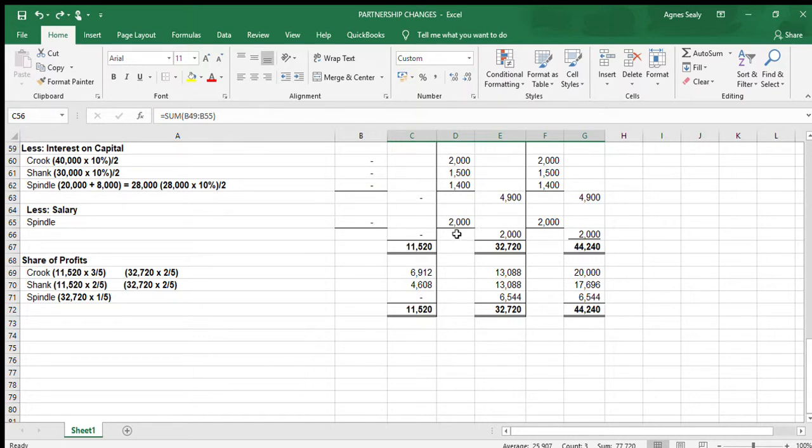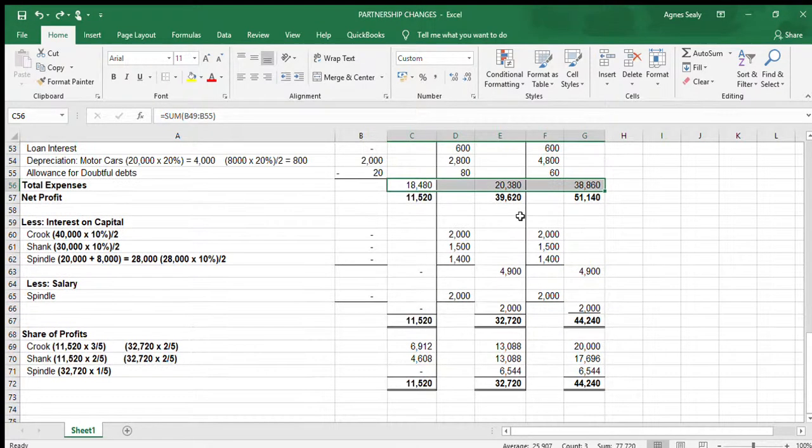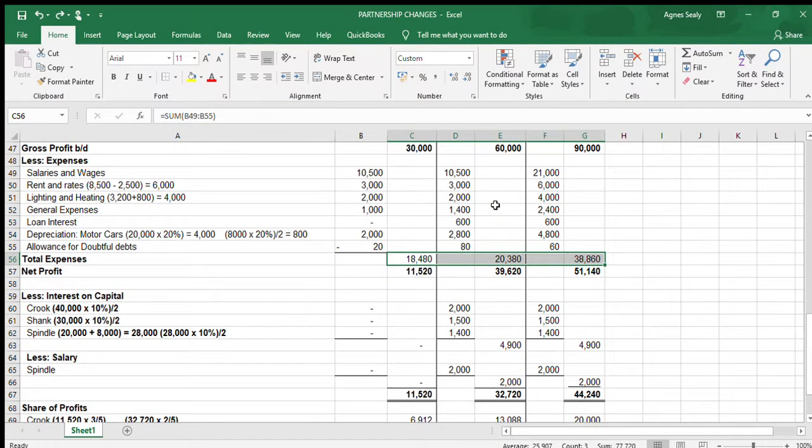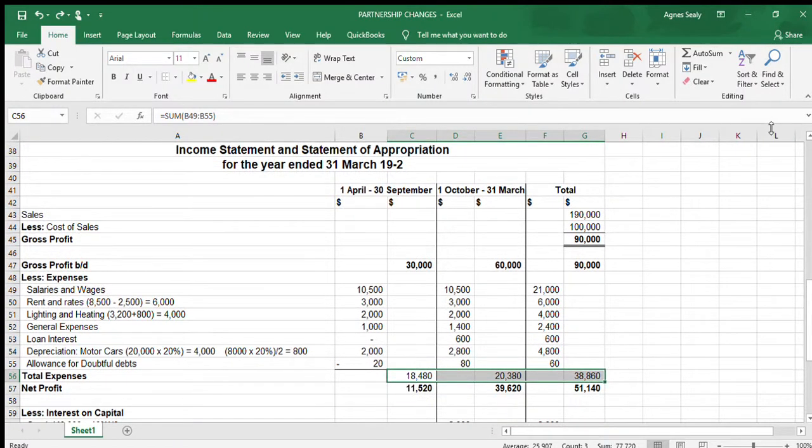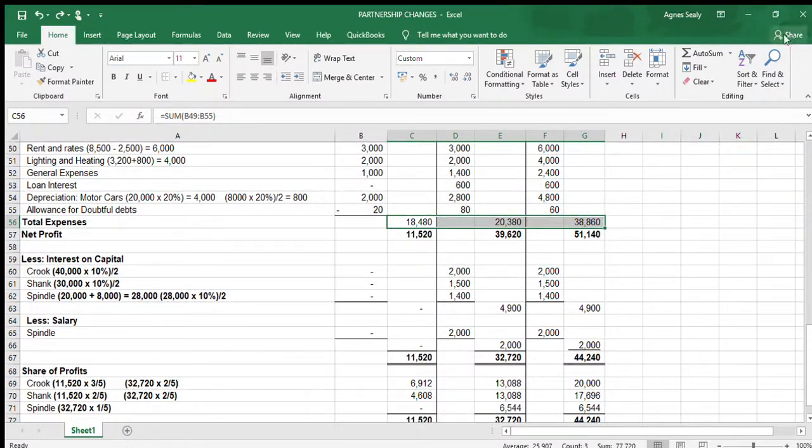So that's it for this topic on partnership changes so far, and listen out for some more from me with reference to partnership changes, because we have to start looking at when there's goodwill and when they're revaluing assets. So partnership changes.